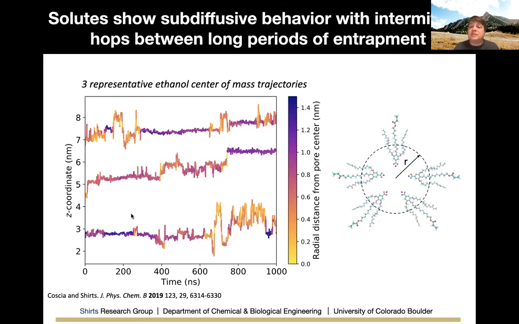What we do see when we start analyzing this is that solutes show subdiffusive behavior with intermittent hops between long periods of entrapment.